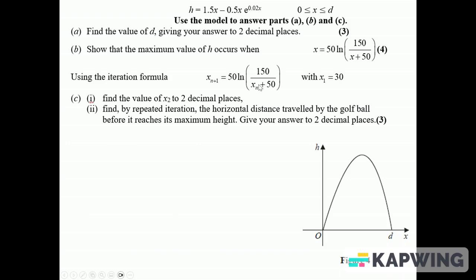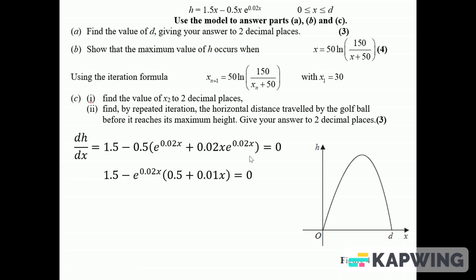Now show the maximum value of h occurs when x is equal to this. So they use it for an iterative formula. They're going to differentiate h in terms of x, the 1.5, and they have to use the product rule on x times e to the 0.02x. So differentiate the x and times it by the e bit, plus the x multiplied by the e bit differentiated, and 0.02 needs to go. So it's 0.02 e to the 0.02x multiplied by that x, and that's going to be equal to 0 at maximum. So this is what we're going to solve.